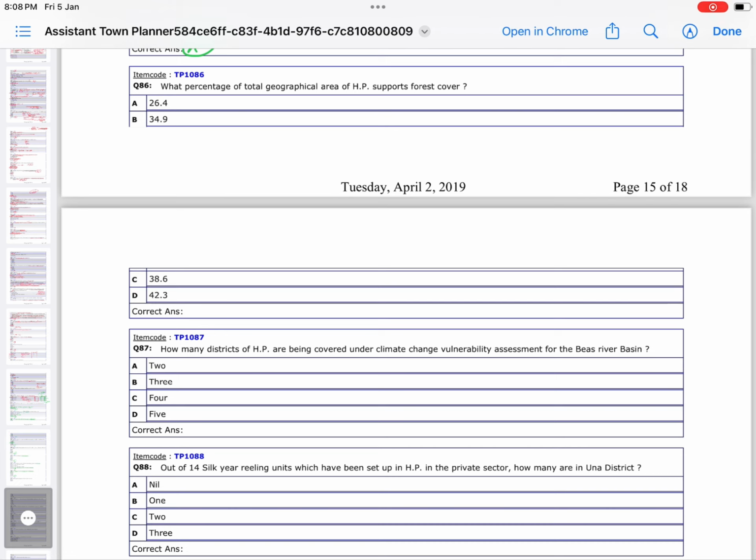Coming on to question number 86. What percent of the total geographical area of HP supports forest cover? So the forest cover here is 26.4.